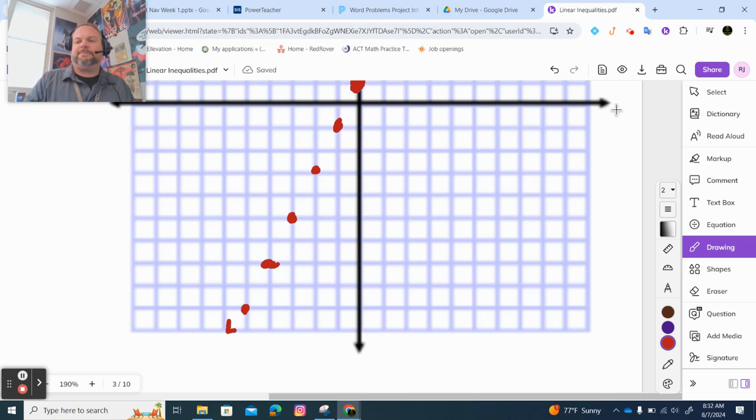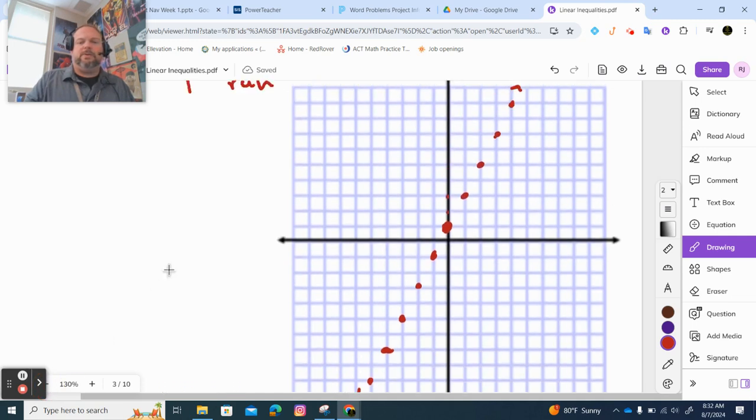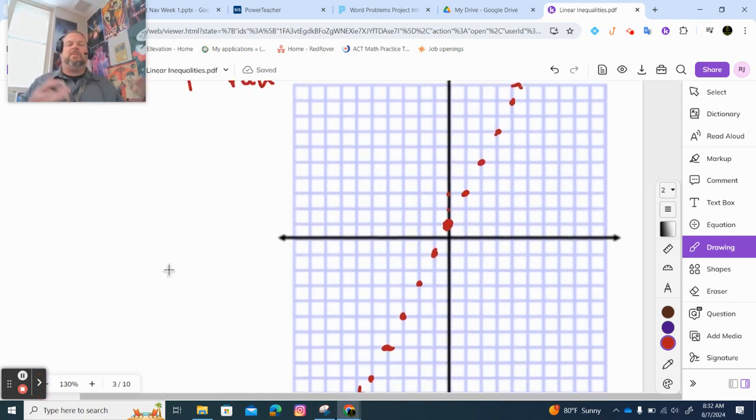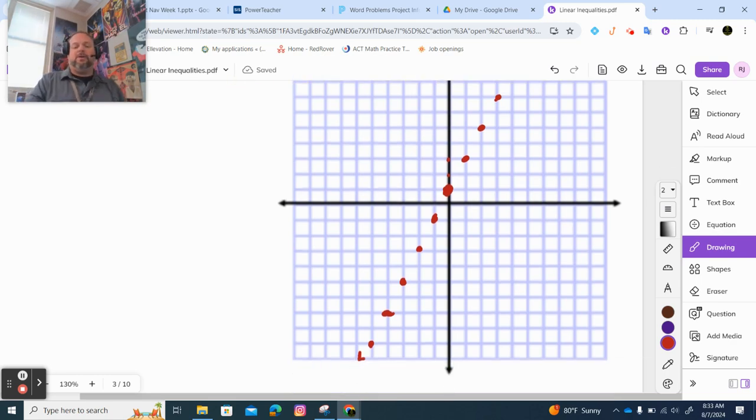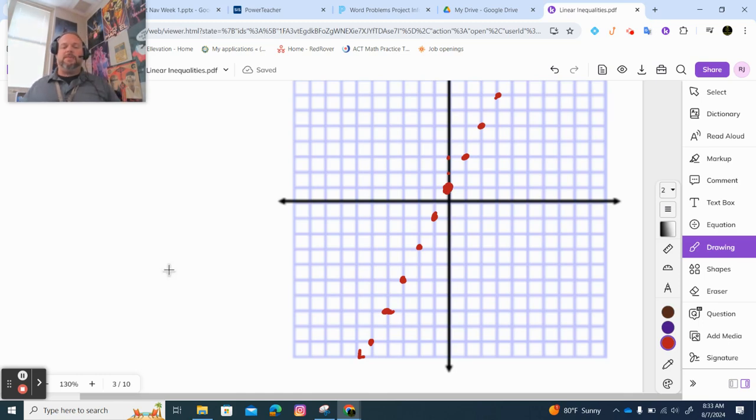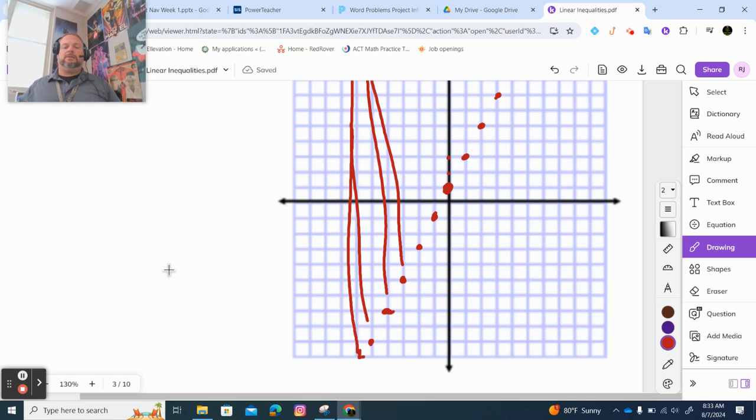All right. So there is my line. It's dotted. Okay. Now, which way am I going to shade? Up or down? Up. So I'm literally going to go from this graph and just go up like this.